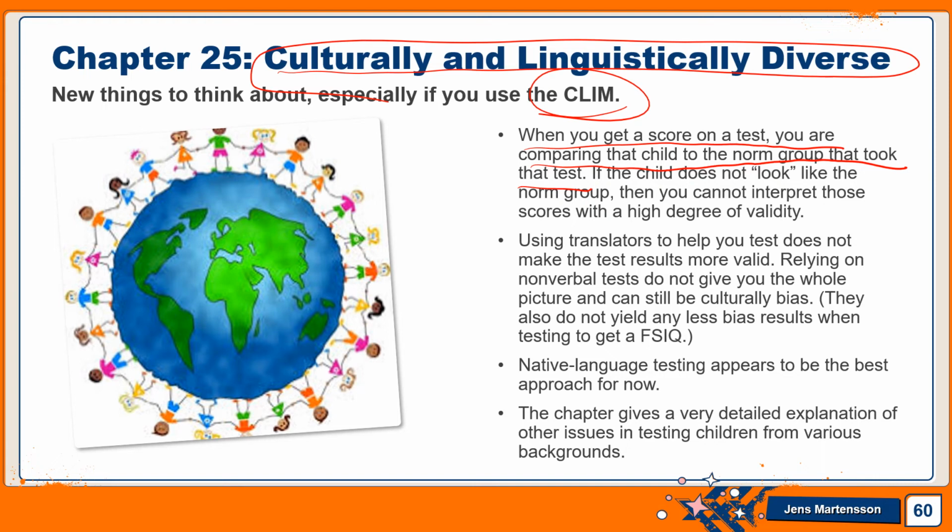So if you're testing a kid who doesn't fit that norm group, then you really can't interpret those scores as reliable. A lot of people do, you know. You have to look at the norm group of the test that you're giving. This happens a lot. I do this.